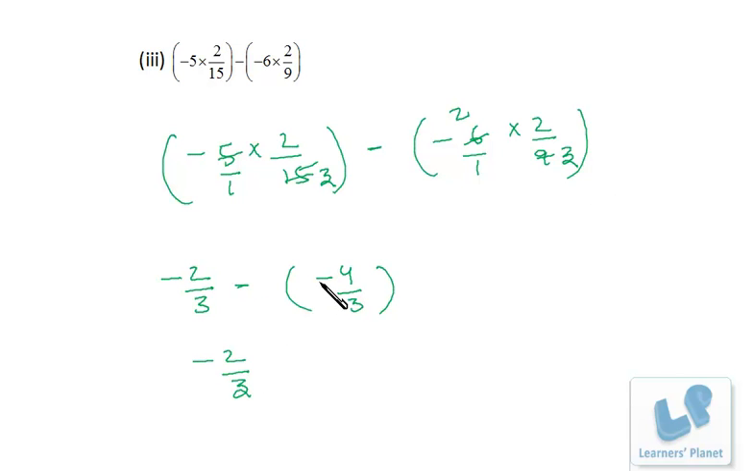This minus into this minus: if there is a negative sign before the bracket, then the sign inside the bracket is changed. It's done opposite, right? So it's minus into minus, it will be plus 4 by 3. Now we have like denominators, just take it as it is. It's minus 2 plus 4. So 4 minus 2, it's 2, and by 3. Okay, so it's very simple.